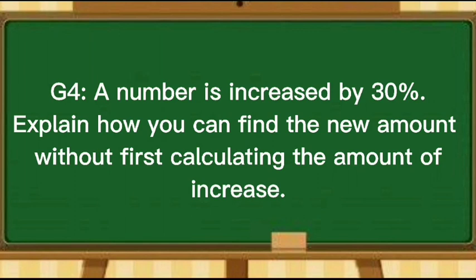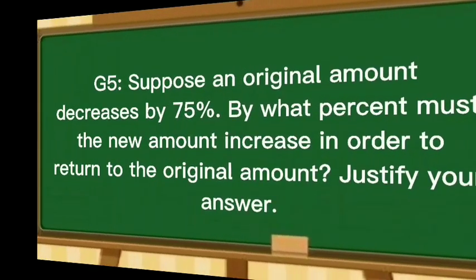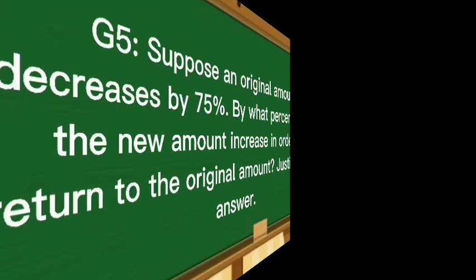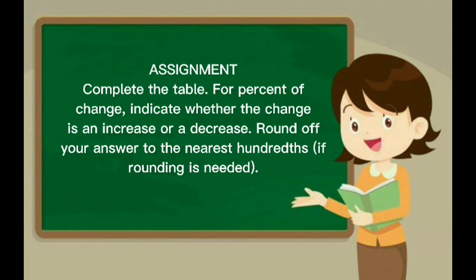For group 4, a number is increased by 30%. Explain how you can find the new amount without first calculating the amount of increase. And lastly, for group 5, suppose an original amount decreases by 75%. By what percent must the new amount increase in order to return to the original amount? Justify your answer. Complete the table. For percent of change, indicate whether the change is an increase or a decrease. Round off your answer to the nearest hundredths, if rounding is needed.